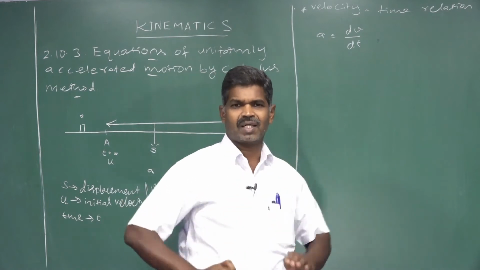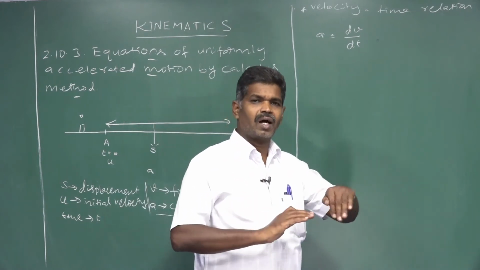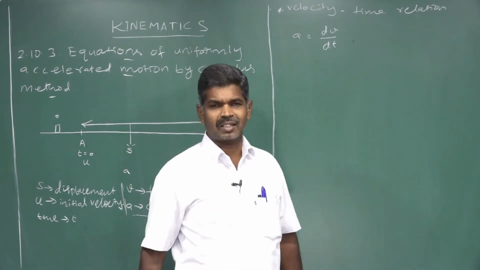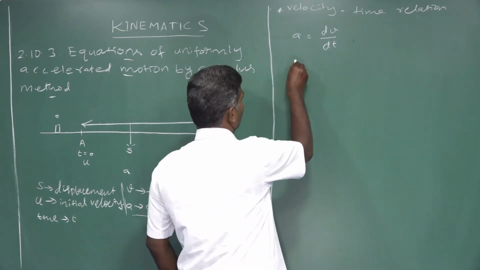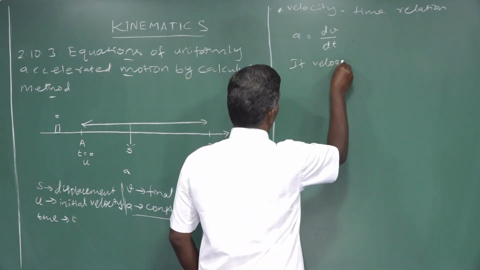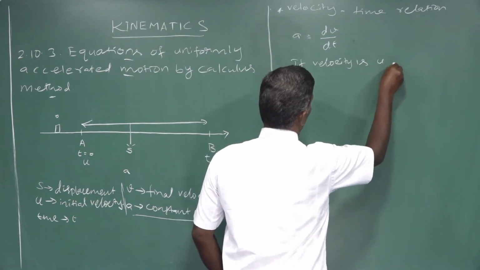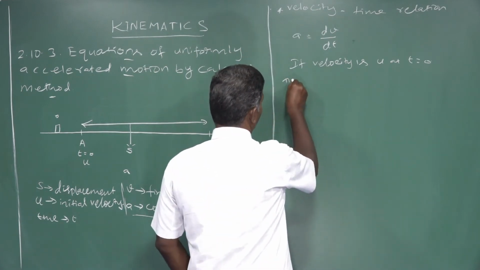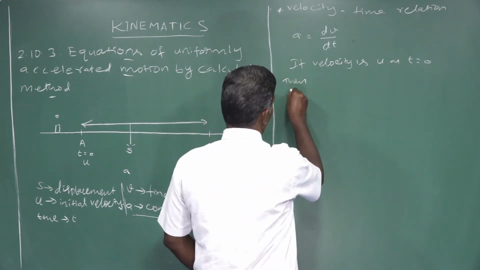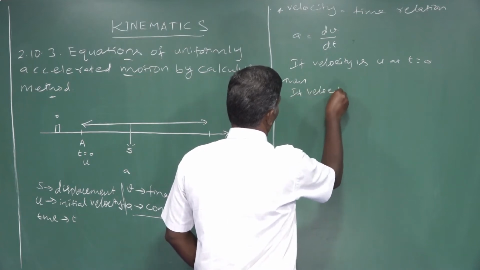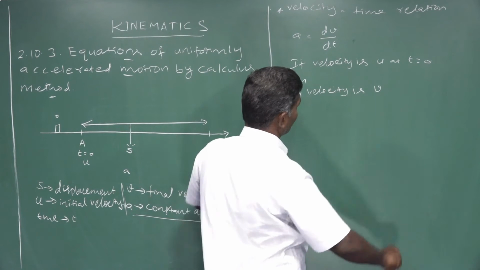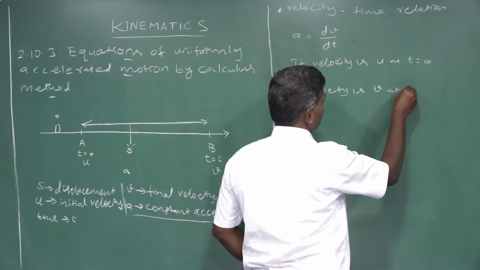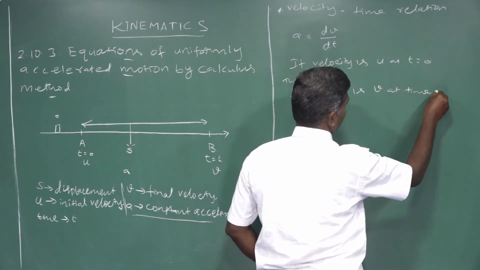dv is nothing but a change in velocity. So we have initial and final velocity, which will be taken at some certain time. That's why if the velocity is u at t is equal to 0, then the velocity is v at time t. Here u is the initial velocity, and v is the final velocity at time t.